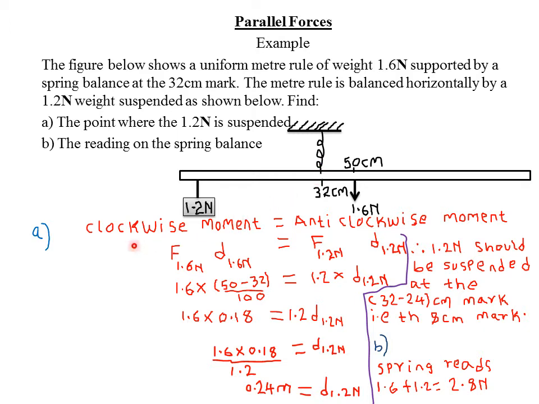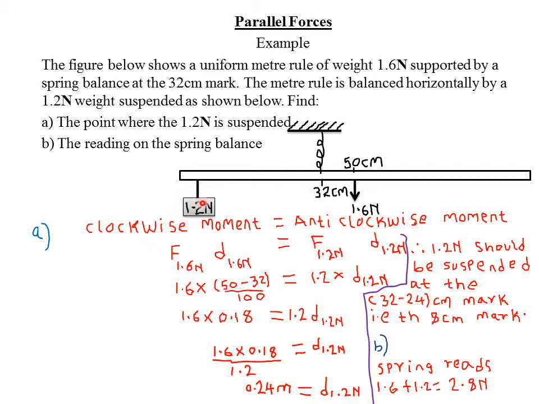From the principle of moments, the sum of clockwise moments must be equal to the sum of anticlockwise moments. We said that clockwise moments are those provided by the forces that cause our meter rule to move in the clockwise direction. Remember, the clockwise direction is similar to the direction of the minute hand and hour hand of a normal wall clock.